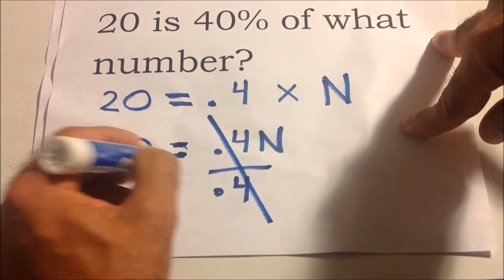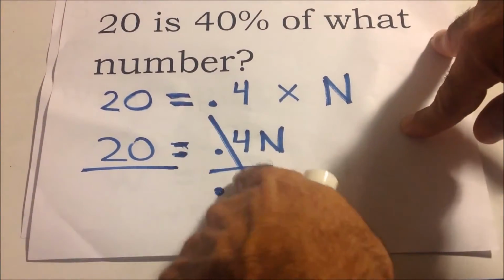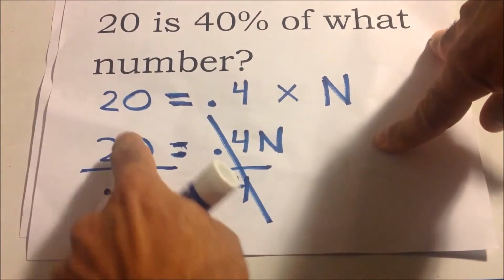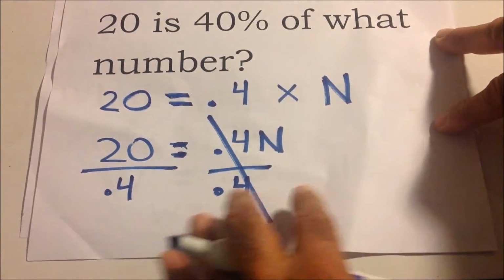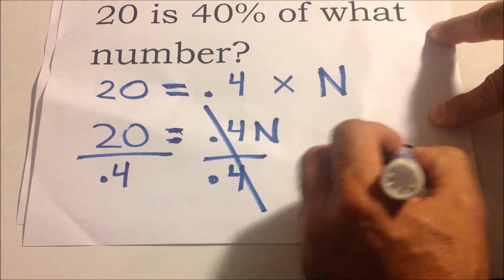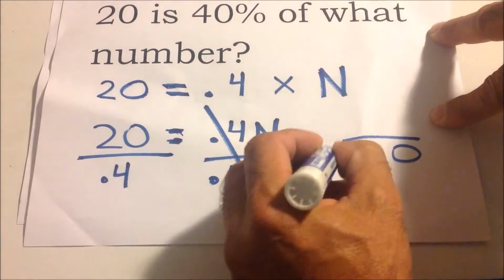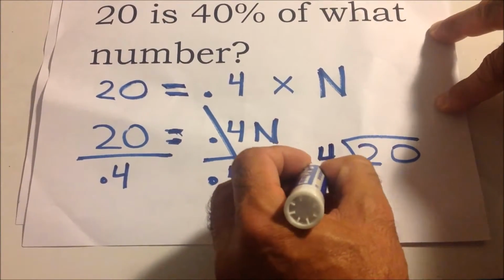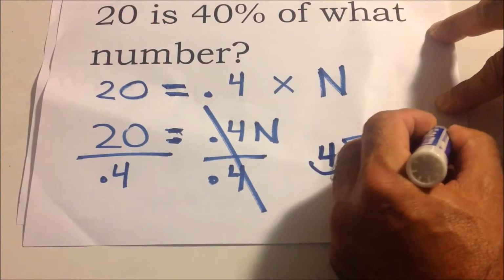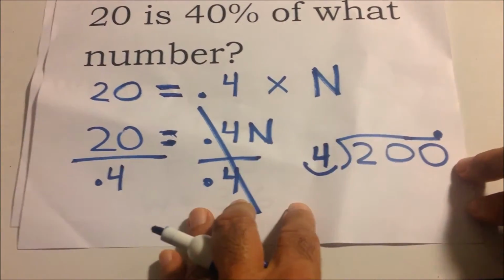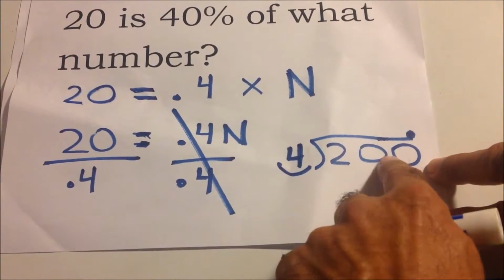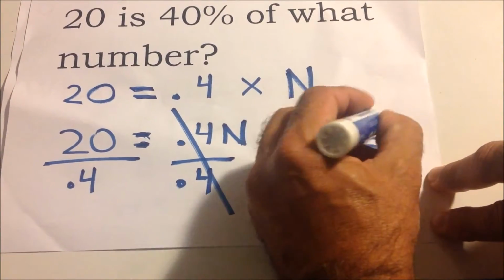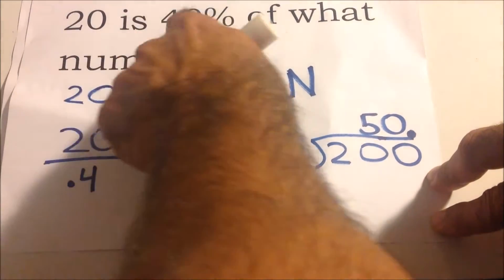That cancels. Who remembers the rule? Whatever you do to one side, you have to do to the other. So you have to divide on this side. So it's 20 divided by 0.4. Remember, 20 is in the box because the top number is always in the box. And remember in division, you can't have a decimal outside there, so we're going to move that over. We have to move the same decimal over. 20 is 20.0, so we move the decimal over. And we'll get 50. So 20 is 40% of 50.